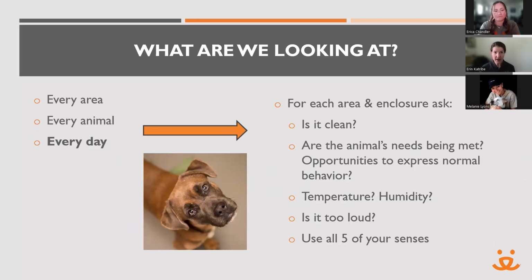We can also look at more broadly, rather than just the individual animals, but look at each enclosure and each area, each room, each kennel ward, right? Are those areas clean? Are the animals' needs being met? Do they have opportunities to express normal behavior? What is the temperature like in these rooms? What is the humidity like? What's the noise level like? I encourage you, as much as is reasonable, to use all of your 5 senses when you're entering rooms in the shelter.